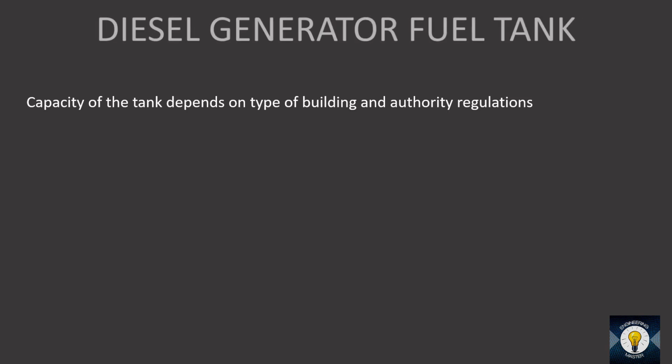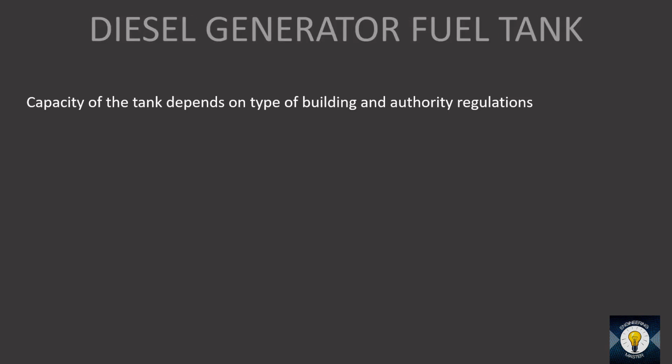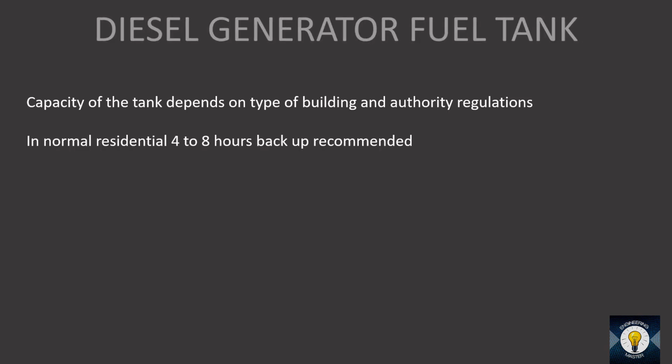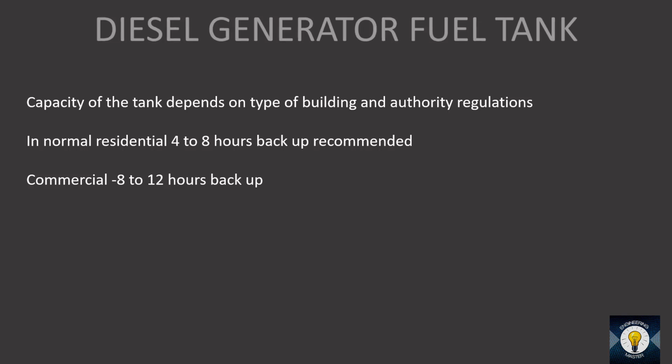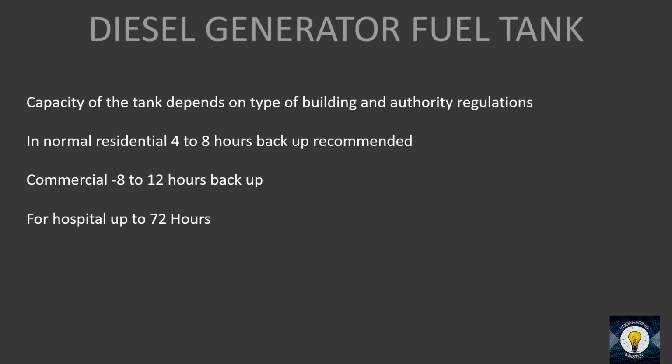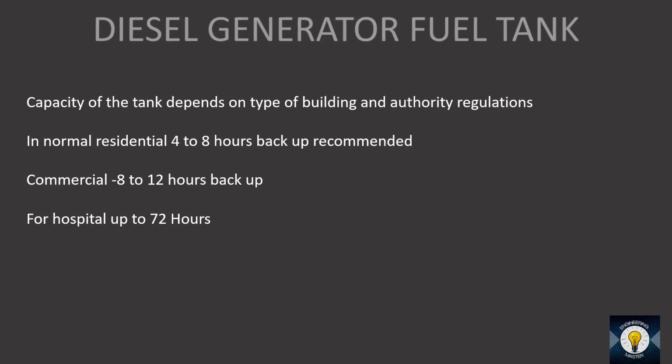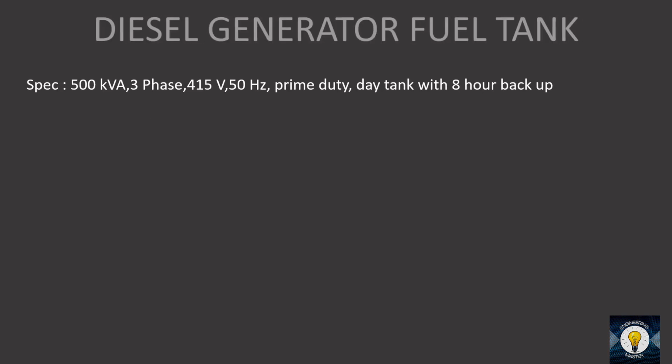What should be the ideal fuel tank capacity of a building? The fuel tank capacity depends on the authority regulations. In normal scenarios for residential purpose, minimum 4 to 8 hours backup is recommended. For commercial purpose, 8 to 12 hours backup is preferable. For hospitals, the backup time may be increased to 72 hours. Based on the purpose and authority regulation, we have to choose the backup time. My area is prone to power outage, so I am selecting the DG with 8 hours backup.